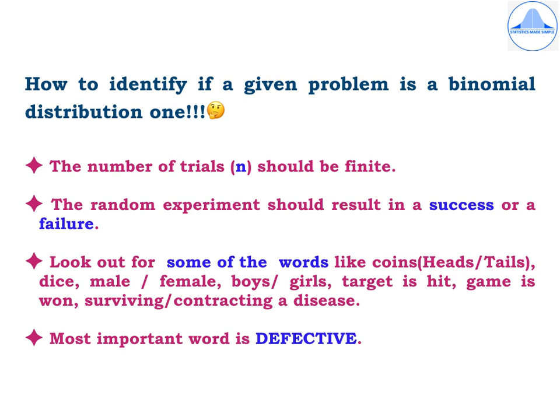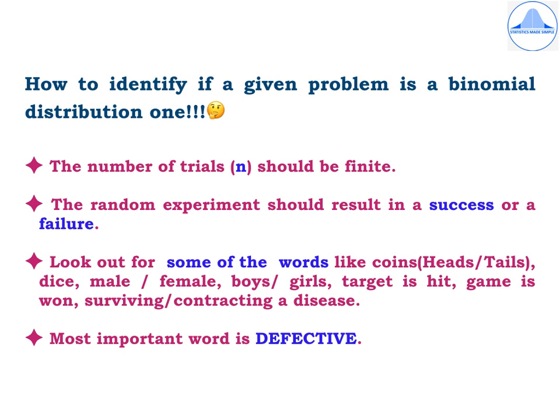Let us now discuss how to identify whether a given problem is based on the binomial distribution or not. Recollect the examples which I have explained under binomial distribution part 1. Firstly, the number of trials should be finite, or the number of times you conduct the experiment should be finite. Also, the random experiment should result in a success or a failure.